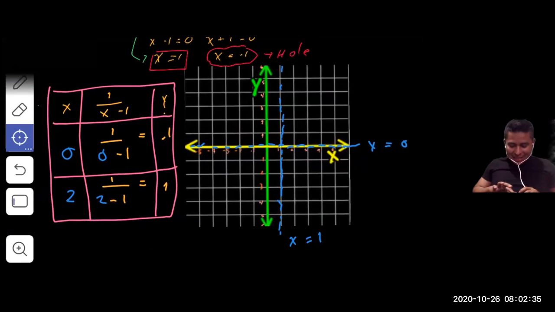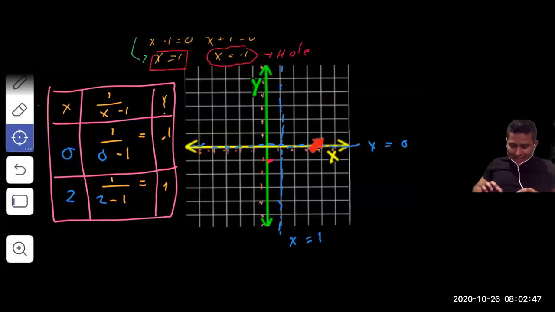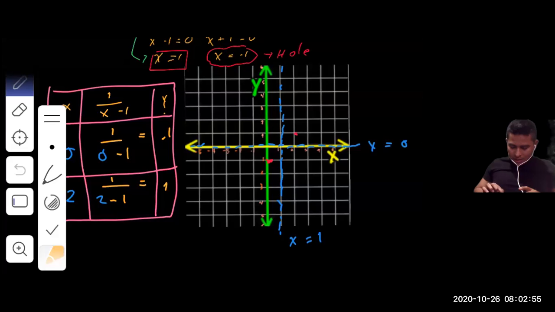Okay, let's see. 0 for x and -1 for y. Okay, this is going to be my point. Let me put it here. This is going to be my first point. And what about the right side? 2 for x right here, and 1 for y is straight up. Okay, here. And someone predicted that the graph was going to be in this spot.